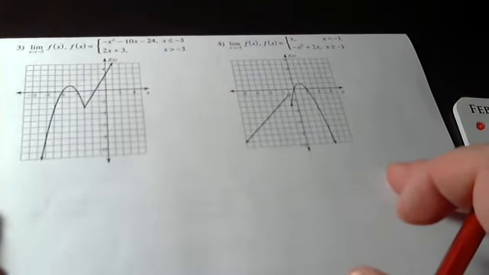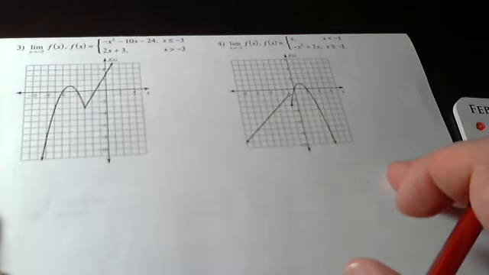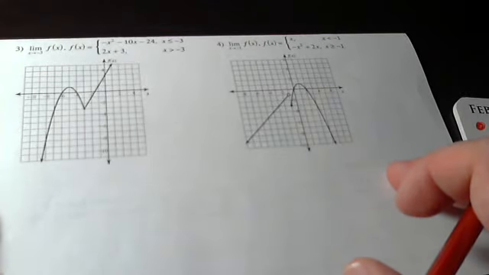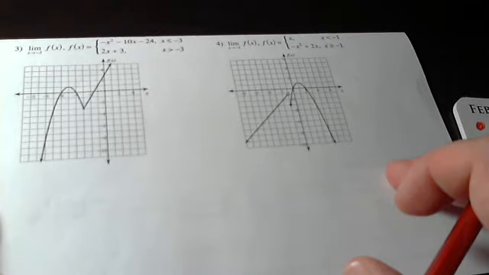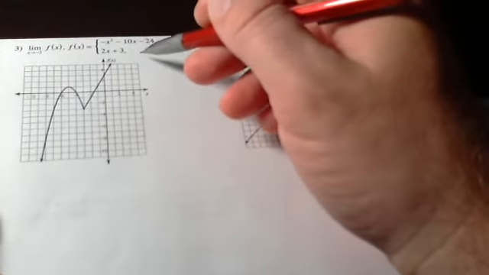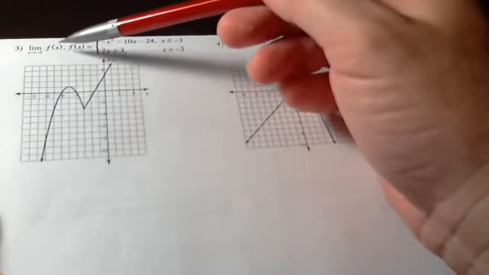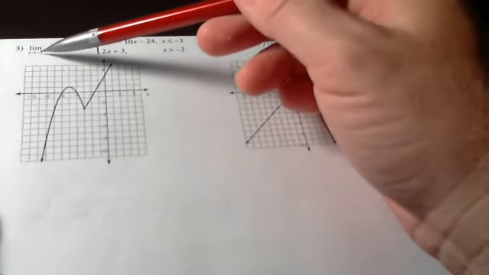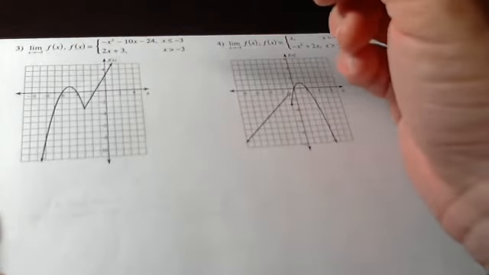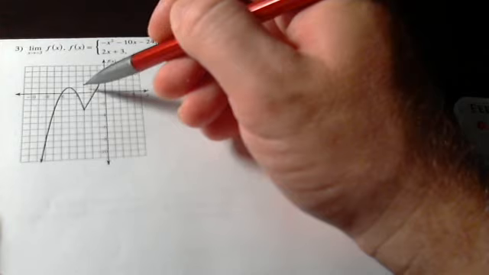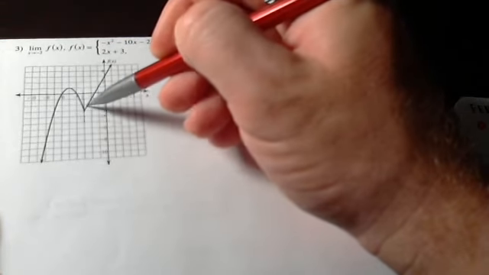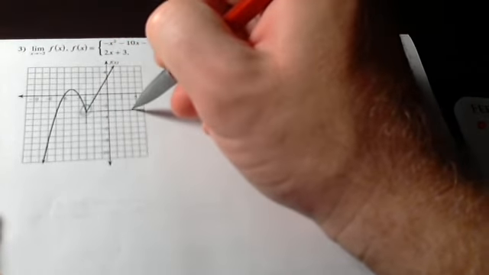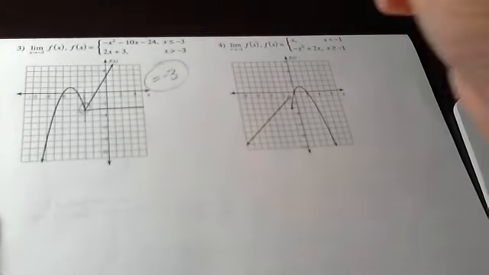Okay, let's try number 3. Let's see what the limit is as x approaches -3, and it doesn't say from the left or the right, of f of x for this piecewise function. So all we're looking for is, what is really the value of this function at x equals -3? We're trying to see if it exists. And it looks like if we plug in -3, we would be right here. And the value there for the range is -3. So the limit as x approaches -3 is -3.